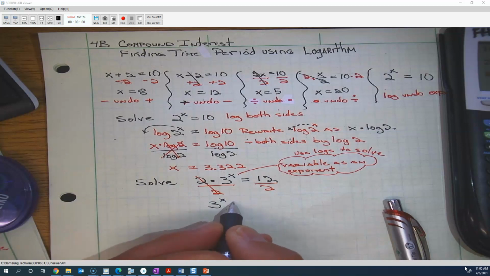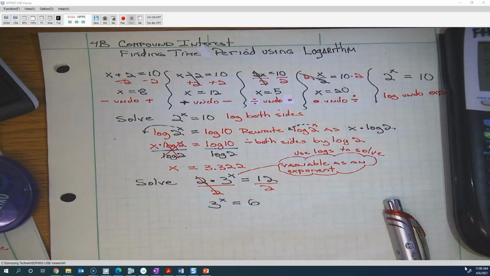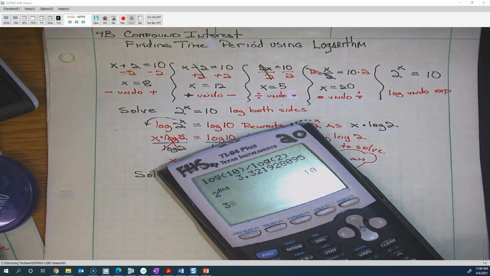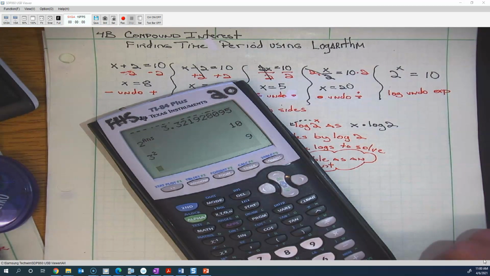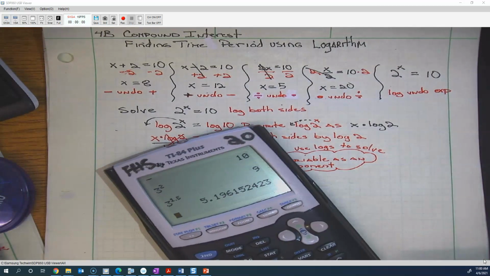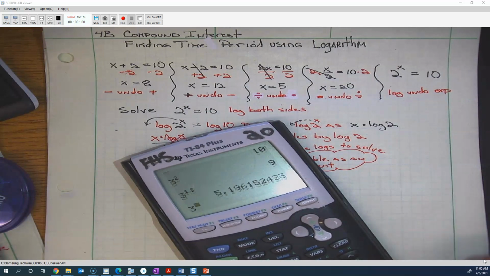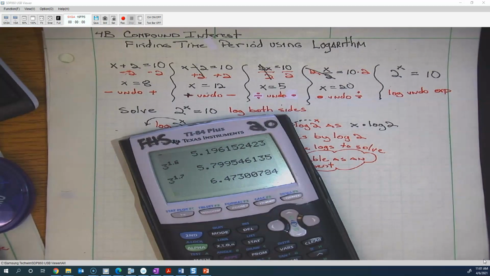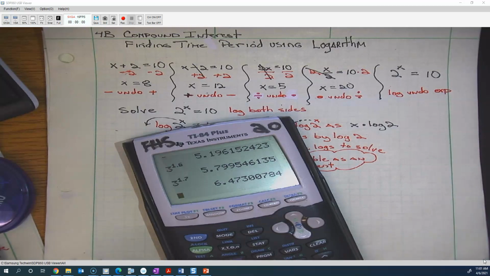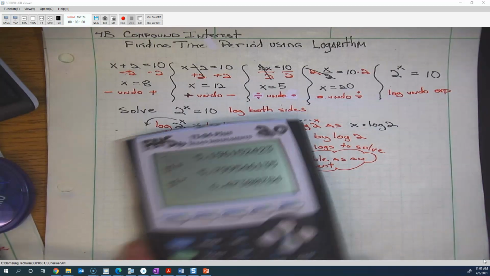3 to what power is 6? So if you did 3 to the second power, that's 9. That's too big. Okay, 3 to the 1.5 power, that's 5. I'm getting closer. 3 to the 1.6 power, getting closer. 3 to the 1.7 power. Oh, now I'm too big. So I could keep doing that until I get exactly 6, and hopefully I could, wouldn't take me too long. So we should end up with an answer pretty close to 1.7, a little bit smaller.